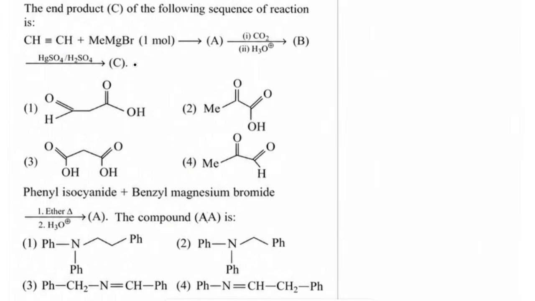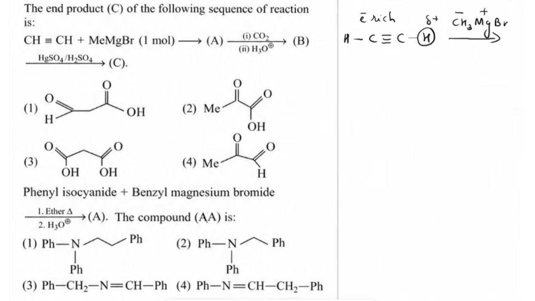Let's find out what is the final product C for the series of reactions. The first molecule is ethyne, and it is treated with only 1 mole of Grignard reagent. As I told you, the Grignard reagent can act as a nucleophile or a base, but alkynes are already electron rich. That means this is also electron rich. It cannot attack the triple bond, but rather it will pick up the acidic proton.